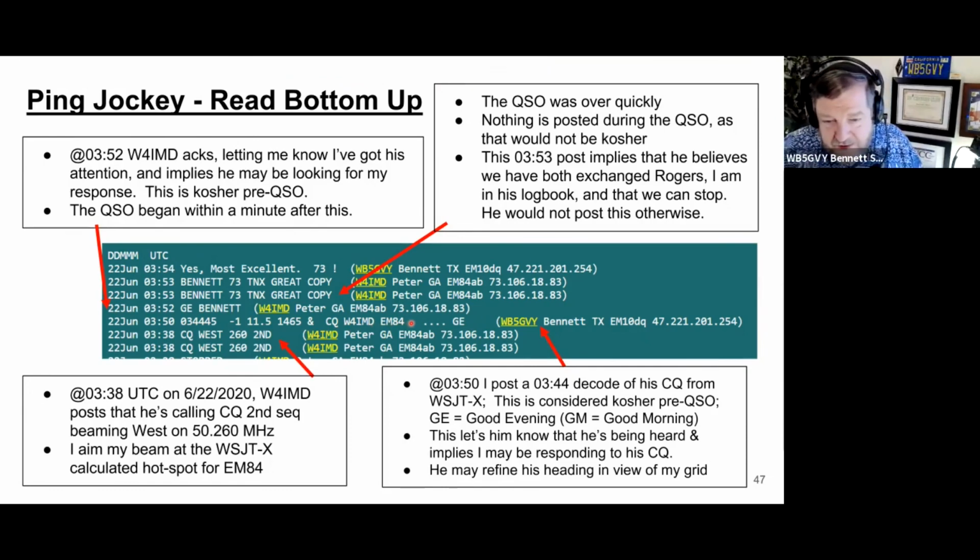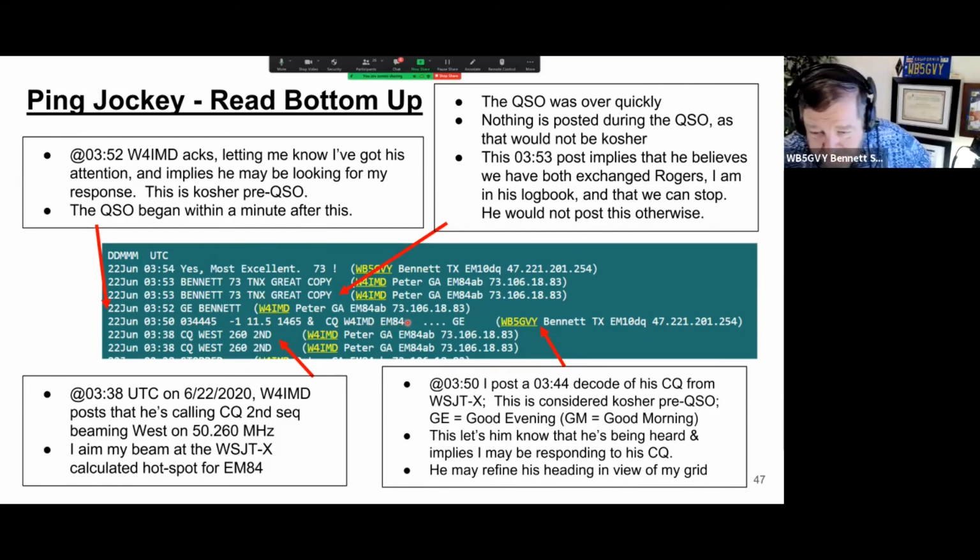And so this lets W4IMD know that I'm hearing him and that he has a signal strength of -1. And this is sort of an informal way that he knows that he's being heard here. And probably at this point, he would aim his beam and refine his beam heading to point specifically at me if he was off axis a little bit.